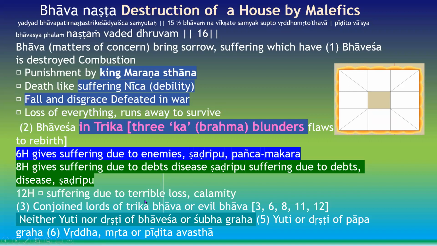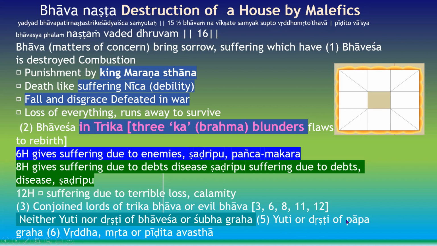But hey, we can't have everything squeaky clean. Please understand that. We will have some affliction or the other. That is why we are born. So in order to resolve that, we have the conjoined lords of the Trik Bhava or evil Bhava, that is third, sixth, eighth, 11th, and 12th. If you have that conjunction, well, that is going to create a lot of calamities.